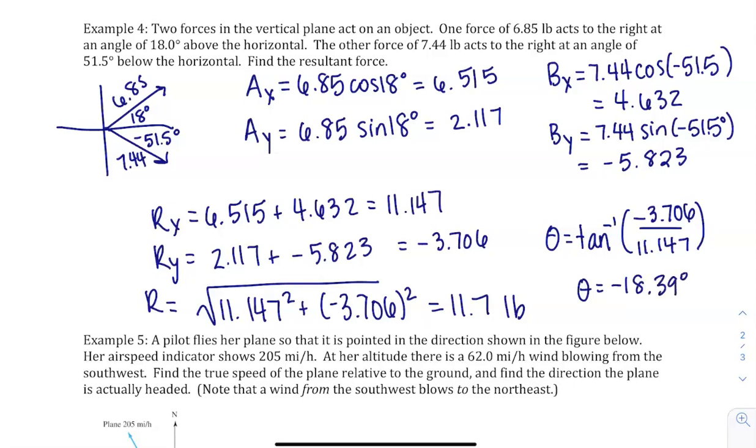Now, on these problems, though, we do need to check to make sure that our angle is in the right quadrant. So I want you to look at these two vectors. We have a 6.85 at an 18 degree, and then a 7.44 at a negative 51.5 degree. Where do you think these two vectors should end up when we combine them? Well, hopefully you would understand that we end up in the fourth quadrant because that 7.44 vector is going to overpower the 6.85 vector. And so we should end up with something in the fourth quadrant.